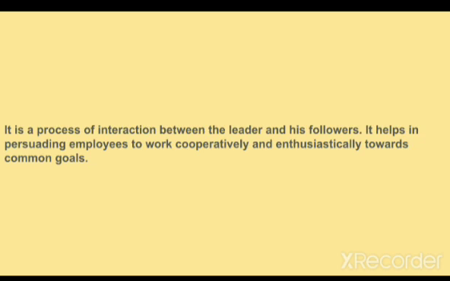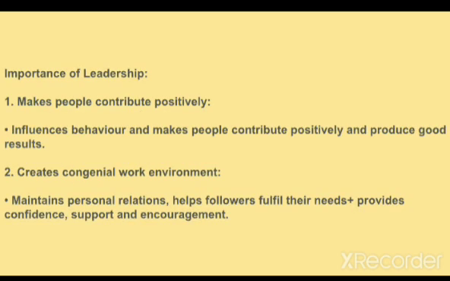So it is a process of interaction between the leader and the followers. We know that the leader will lead the followers only. If there is no follower, no person who will follow the orders of the leader, then there is no use of leadership. So it is the process of interaction between the leader and the followers, and it helps in persuading employees to work cooperatively and enthusiastically towards the common goal. Means the persons working in the organization should work for the common goal of the organization. Their personal goals should be kept behind the common goals.